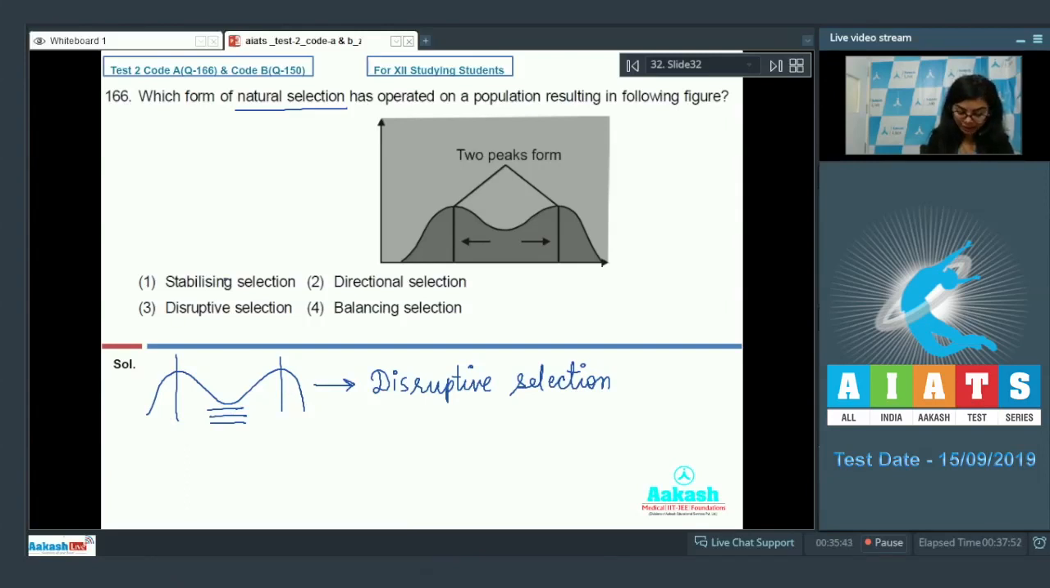Stabilizing selection or a balancing selection, in this there is only one peak formed which gets higher and narrower. So it will be central and the same peak would become higher and narrower with time. So this would be stabilizing selection.